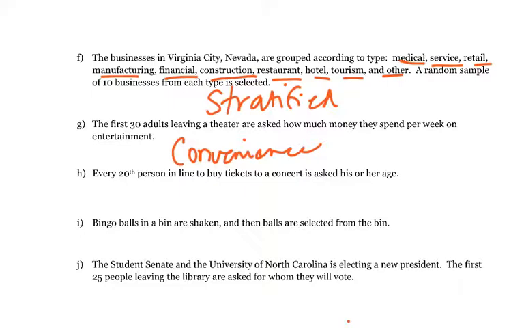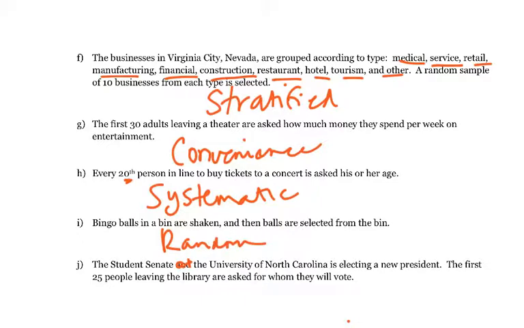For H, every 20th person in line to buy tickets to a concert is asked his or her age. That is systematic. Bingo balls in a bin are shaken and then the balls are selected from the bin. I'm guessing that they're randomly selected either by a machine or by a person who might be blindfolded. That would be random.